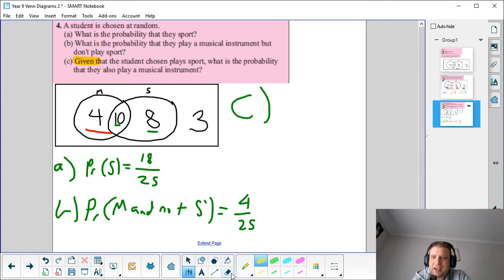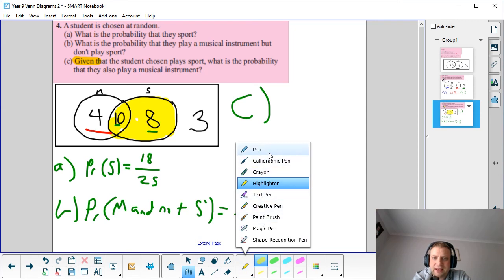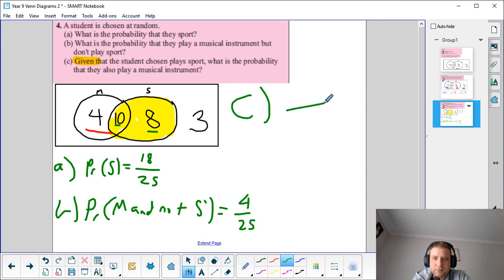So they've said, given our student plays sport, that means we know that they came from the sports section. So that means it's not out of 25 anymore. This question is only out of the people who play sport. Okay, so we're actually just looking at this circle here. The given narrowed it down to these people here. So instead of being out of 25, this question is now out of 18. Because we know that they play sport, because I guess we peeked or something like that.